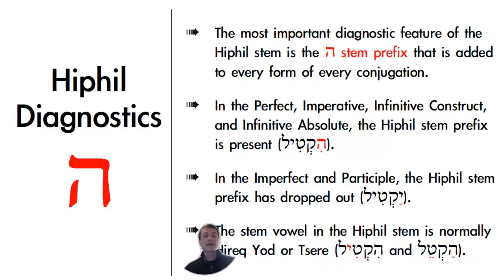Okay, let's take a look at the diagnostics of the hifil stem. The most important diagnostic is the he prefix that's added to every form of the conjugation, although sometimes it's hidden, but it is there.